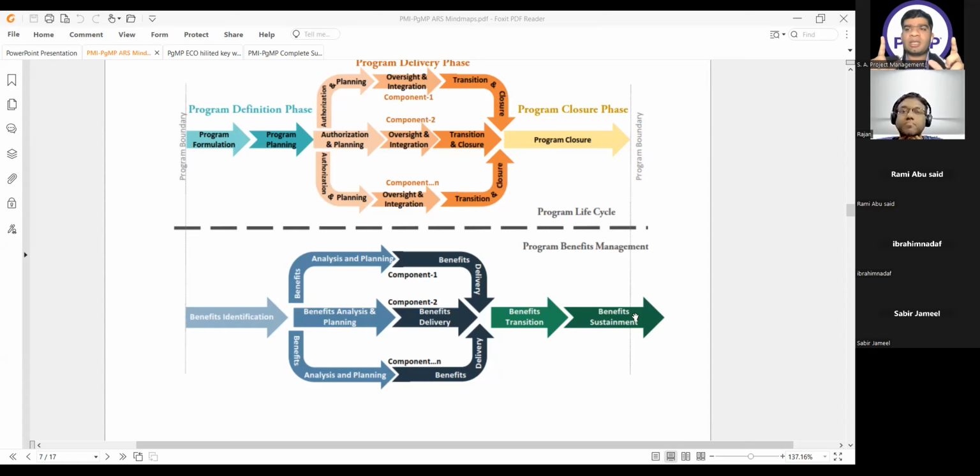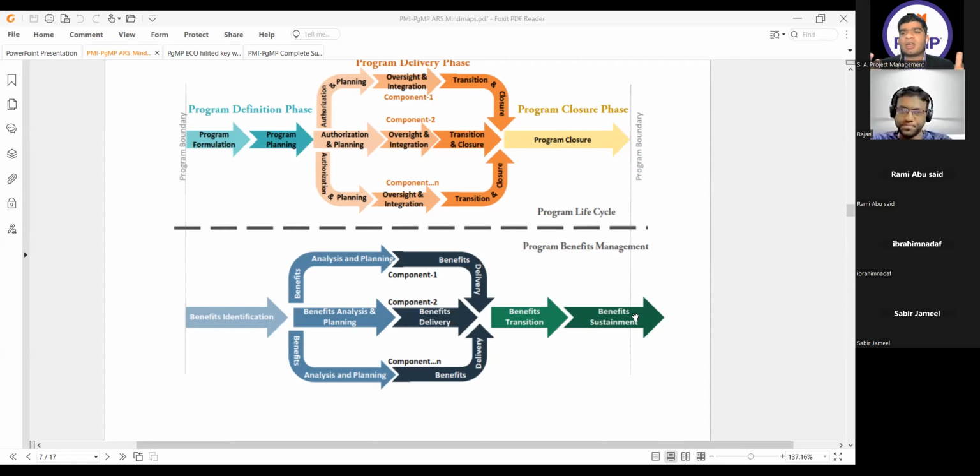So the important thing to keep in mind is that don't blindly jump to the program formulation phase when you see the business case. The business case can be prepared at any phase of the program. It depends on which step or which component I am going to make the business case for. If it's a business case for my program, it will be in the program formulation phase. If it is a business case for the initiation of a component, it will be in my program delivery phase. If it is a business case for a new program or new project to sustain the benefits, it will be in the program closure phase.